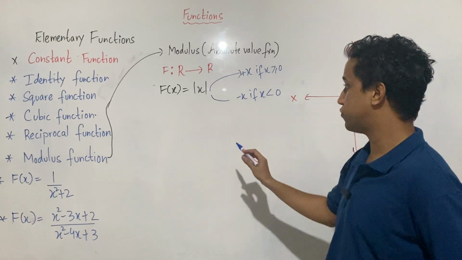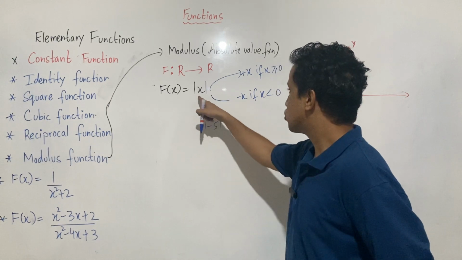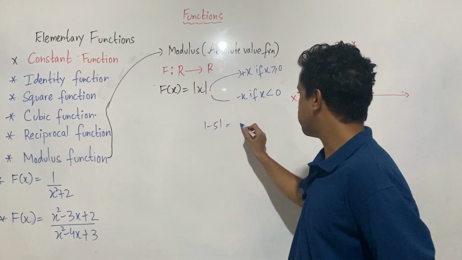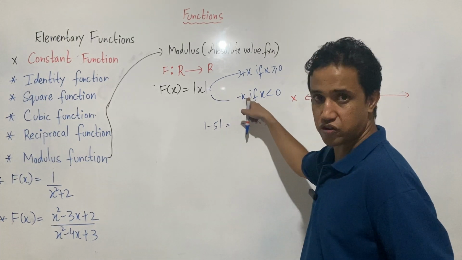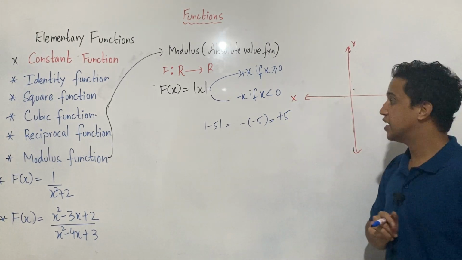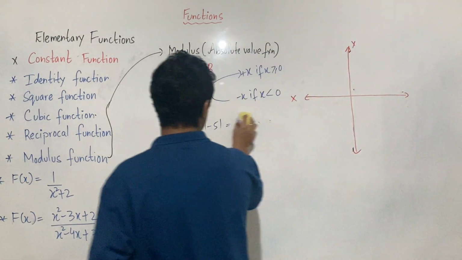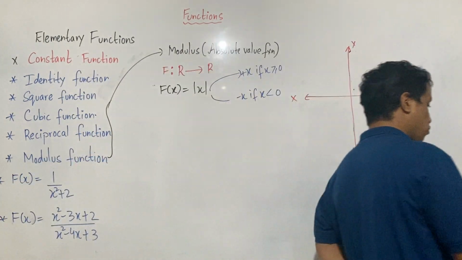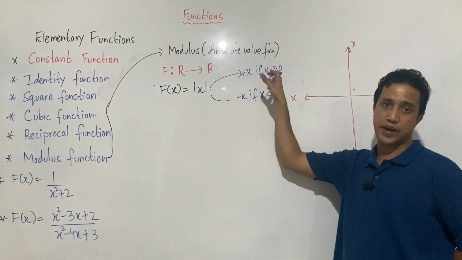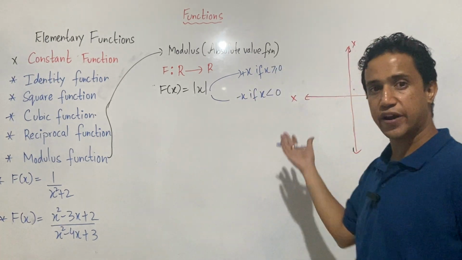Now see here, do not confuse it. What I'm trying to say here is, if it is minus 5, it is less than 0, so it's going to be minus of minus 5, minus of x, so that will make it positive 5. So the modulus function, the absolute value function, is defined this way. Mod x will give you x if your x is greater than or equal to 0, and it will give you minus x if your x is negative.